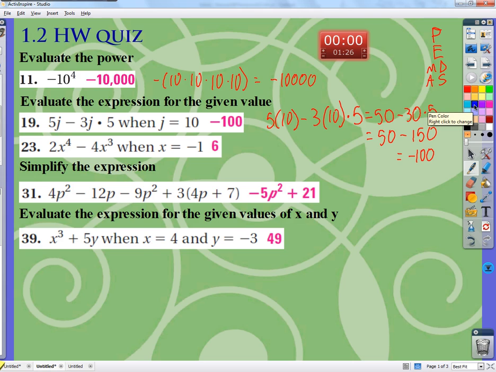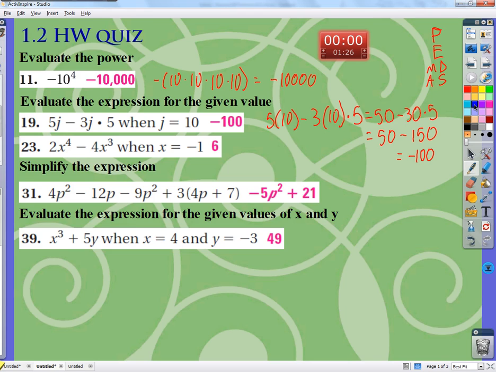Okay? Fairly basic algebra stuff. Just plugging a number in for a variable. That's the basic idea of what algebra is. Just a letter representing a number. Okay. Are there any questions about that at all? Okay. J represents a number. Wherever you see J, you plug in that number.